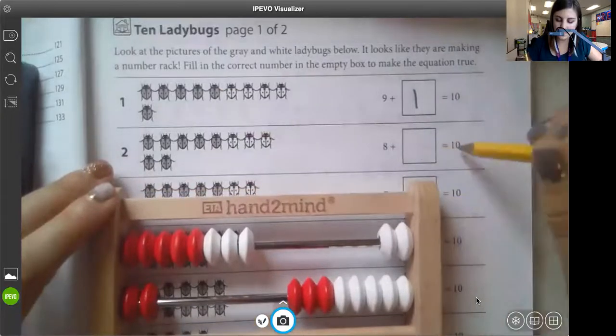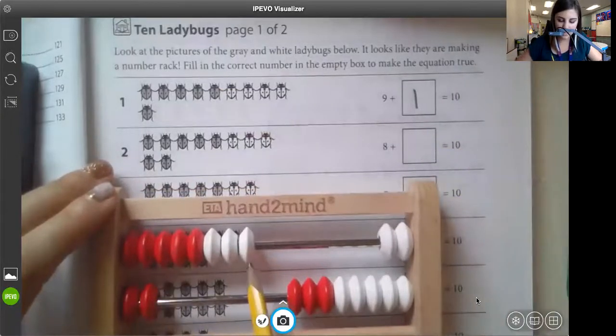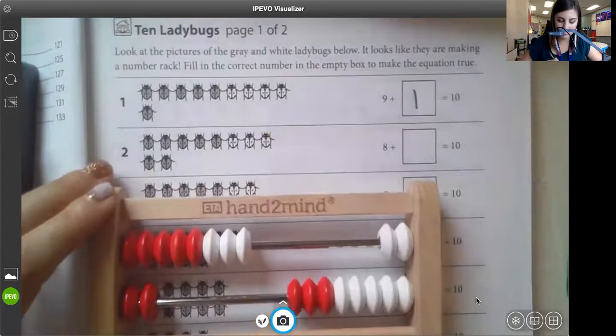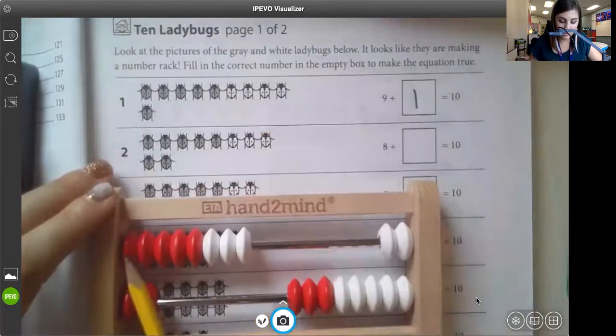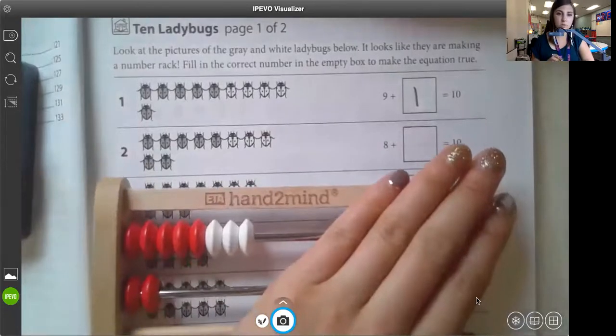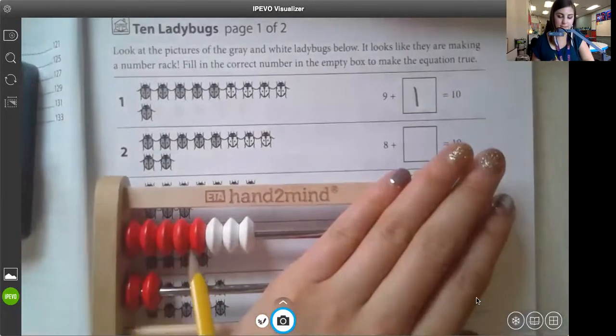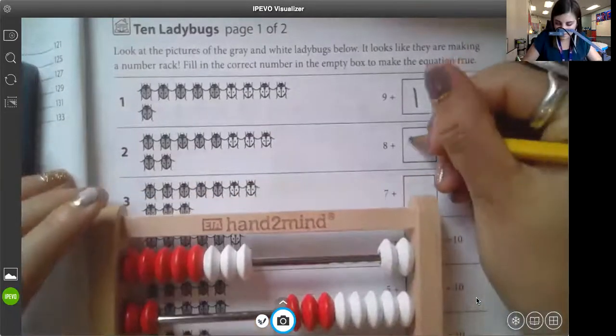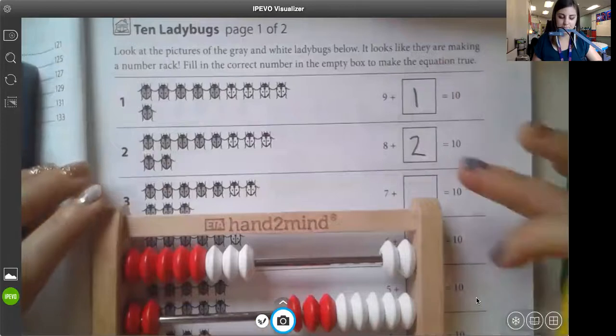8 plus something equals 10. So we have 8 on top. How many do we have on bottom? 2 more. Do all of these beads over here equal 10? Let's count one more time just to double check. 5, 6, 7, 8, 9, 10. It does. So 8 plus 2 equals 10.